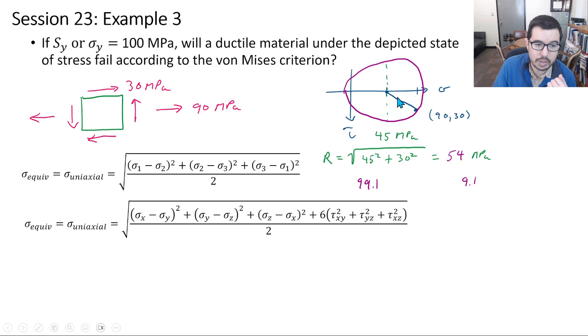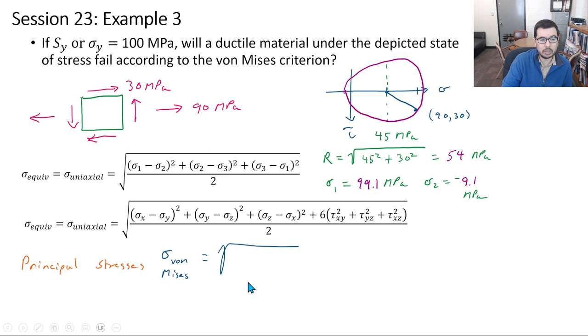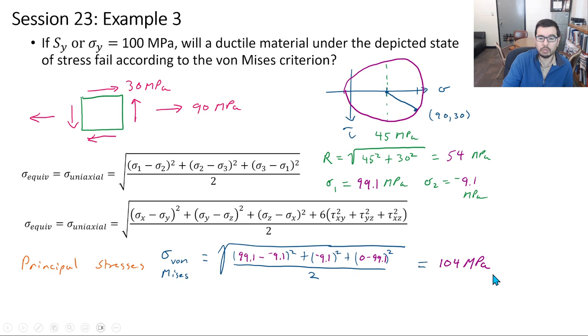So sigma 1, if I come out to this point, is going to be R plus the 45, right? So that's like 99, 45 plus 54. And sigma 2 is sigma average, 45 minus the 54. That's like minus 9. So now we plug sigma 1 and sigma 2 into this equation, all right? Sigma 3 is equal to 0, and we can figure out an equivalent stress. If we use the principal stresses and this pretty long equation, and substitute things in appropriately, we get 104 megapascals.